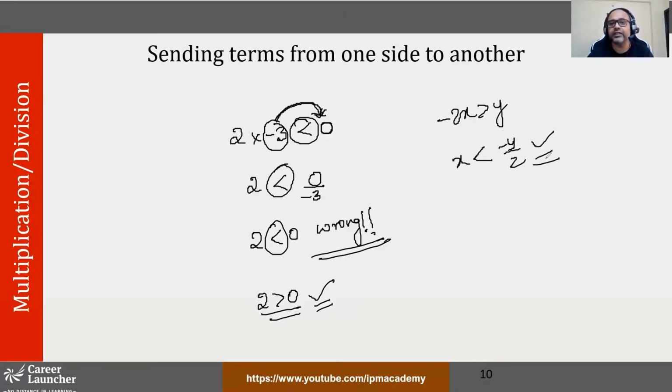This is correct, because when minus 2 goes to the right hand side, the sign will change. Always. This is a mistake you should never make. So when you send something to the other side, make sure that it is positive. Otherwise, if you know for sure it is negative, the sign has to change. Which brings us to an interesting point.